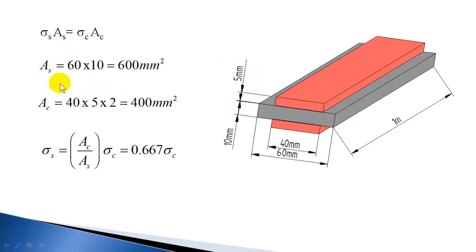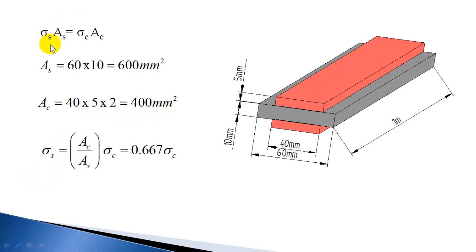Now let us calculate the area of steel and copper. So steel is having a width of 60 mm and thickness 10 mm. So 60 into 10, 600 mm square. That is the cross section area of steel. And copper, it is having 40 mm width and 5 mm thick. So it's 40 into 5, and again another strip is there, 40 into 5. So 40 into 5 into 2, that is 400 mm square is the area of cross section of copper.